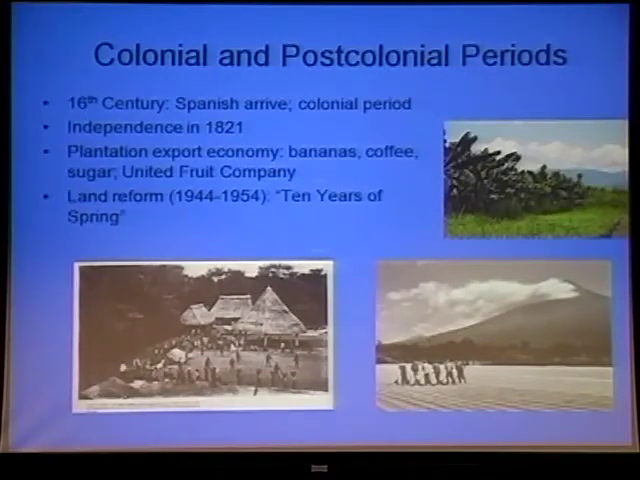Throughout the colonial period, there was a constant movement back and forth. The Spanish would move the Maya to these urban centers to monitor and control them, and they would constantly be fleeing back to their rural settlements where they could be closer to the land. So there was this constant back and forth.